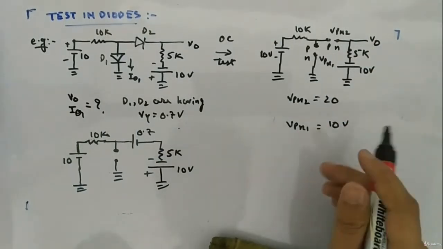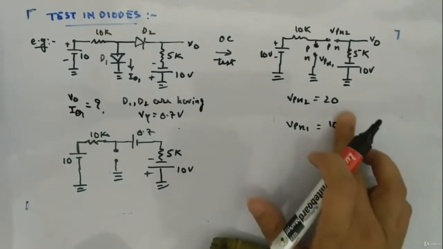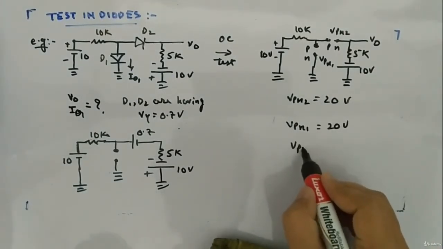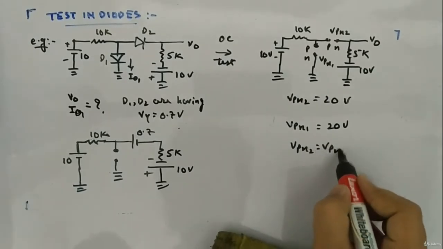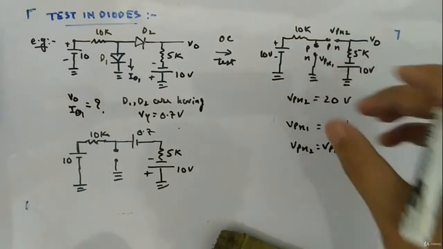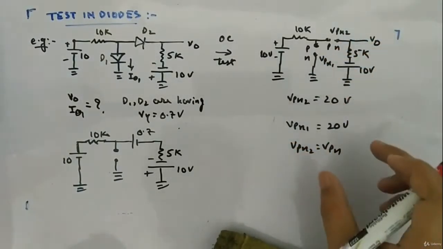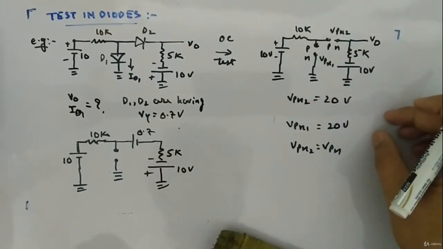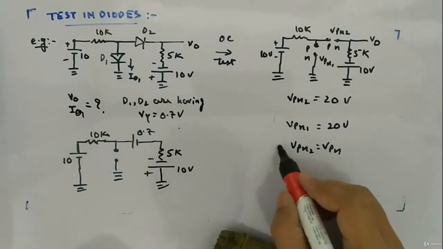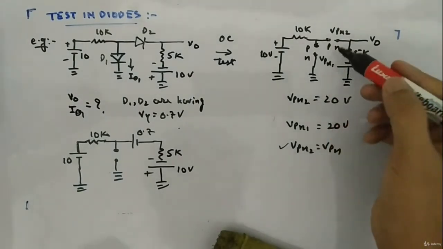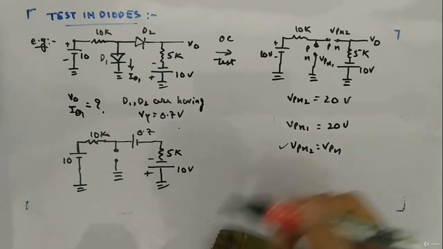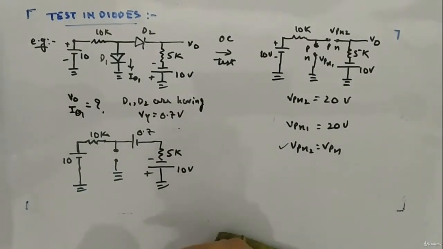Let's say some situation happens where this becomes the same as this one, meaning Vpn2 is equal to Vpn1. Then both the diodes will be on together, because they carry the same voltage across them. So this is one point you should remember. If that's the case, then you consider both of them on at the same time. We will see one example on this.